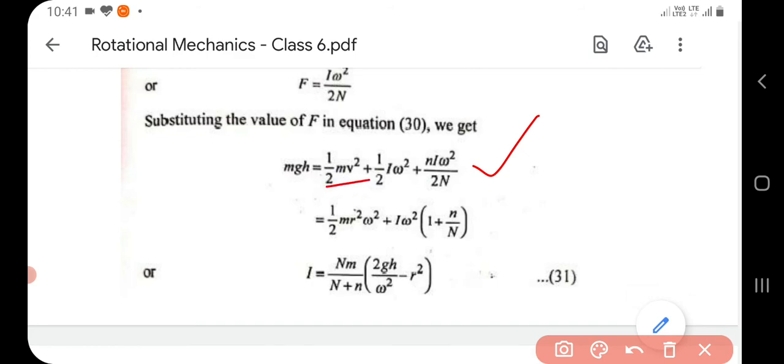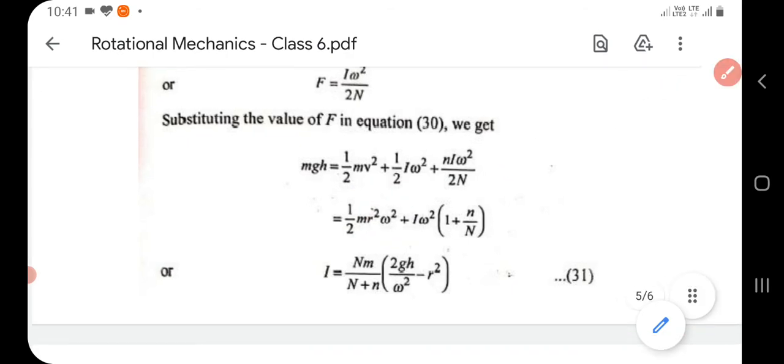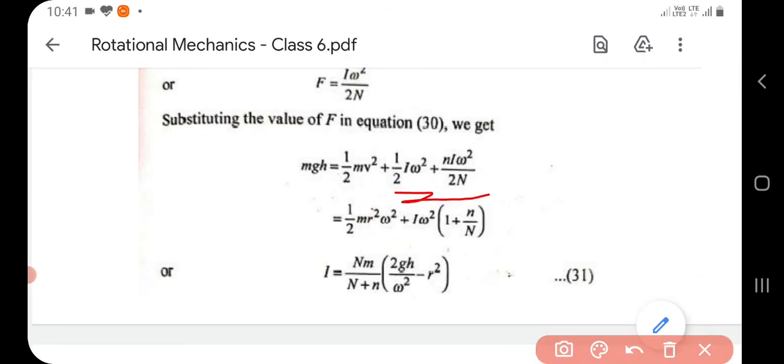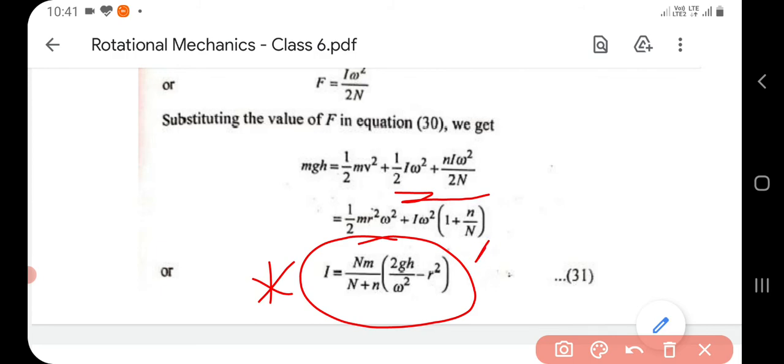Now in this term, half m v square, v is r omega, so v square will be r square omega square. Then you simplify these two terms, half and half. Half I omega square is common, so that will add to 1. Take I omega square outside, with 1 plus n by N remaining in the bracket. Now your final result will be this. You have to study this equation, equation 31, because there are a few more derivations in between which you need not study. Just remember equation 31.